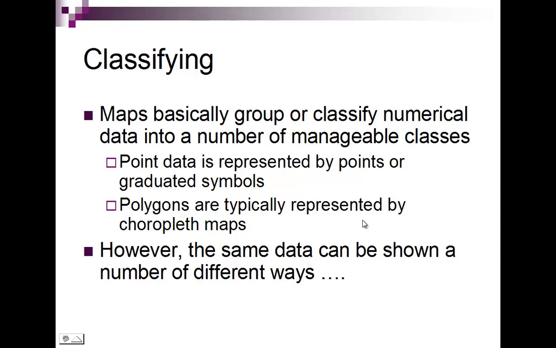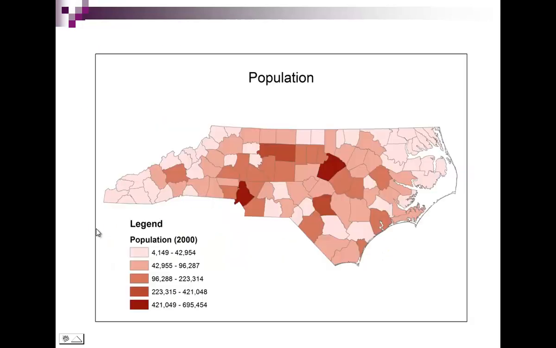Typically point data is represented as points or graduated symbols. Polygons get colored in. This is what we call a choropleth map. But keep in mind, you might see this on a quiz: the same data can be shown a number of different ways.